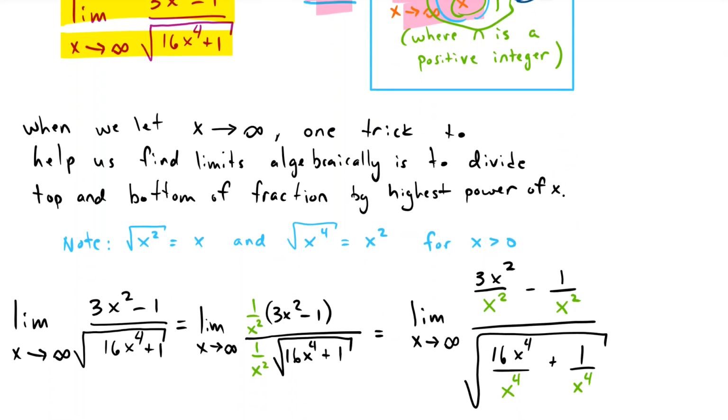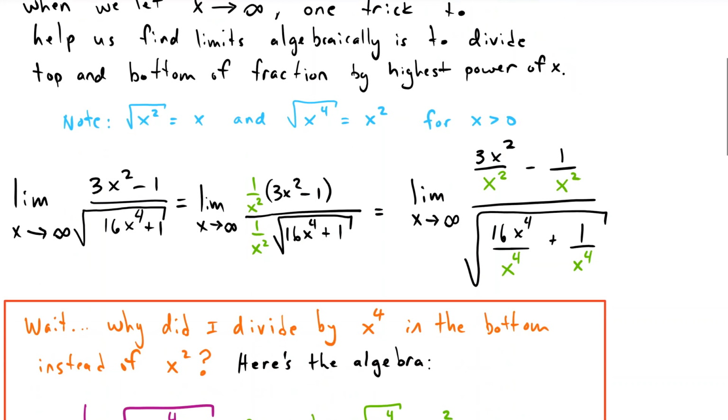Now, oftentimes when we take a limit like this and we let x go to infinity, one trick that's helpful algebraically is to divide the top and bottom of the fraction by the highest power of x that we see. In our case, it's x squared. You might wonder, why isn't it x to the fourth? Because I see a 4 there, and 4 is obviously bigger than 2.